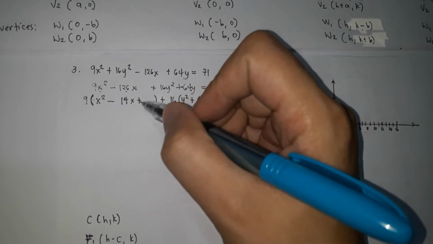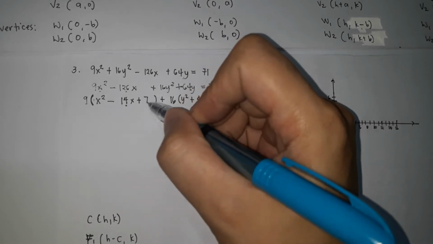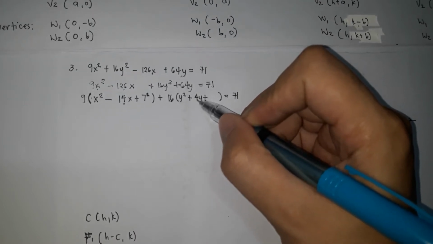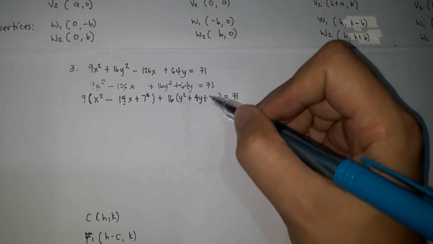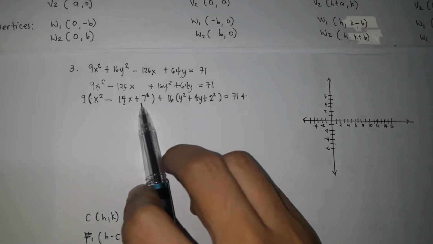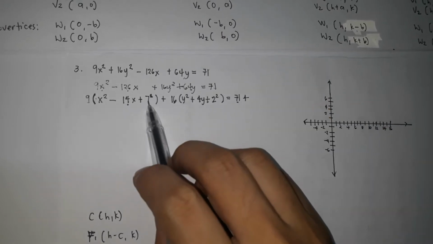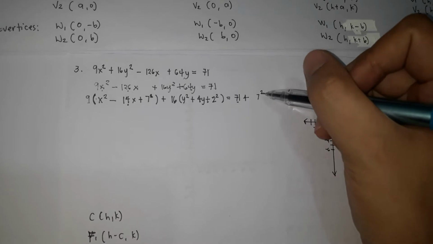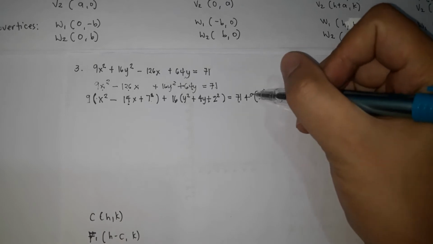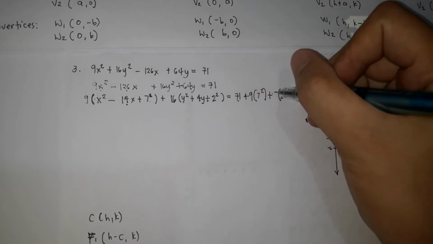Add half of this. What's half of 14? 7. 7 squared, which is 49. Add half of this, half of 4, 2 squared. Next, what you add here, you also need to add on the other side. But don't just add 7 squared, because you still need to multiply it by 9. 7 squared times 9 plus, copy this, 2 squared, also multiplied by 16.